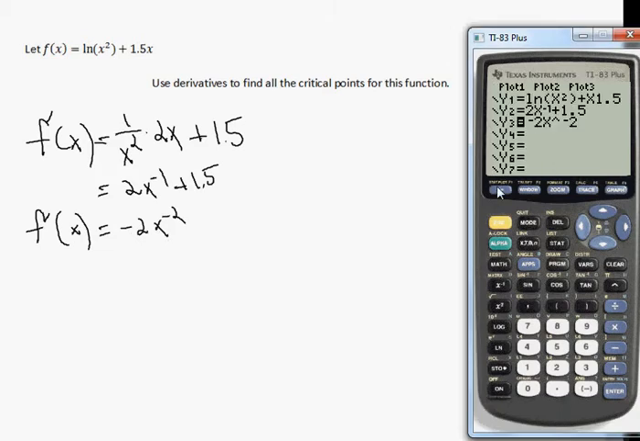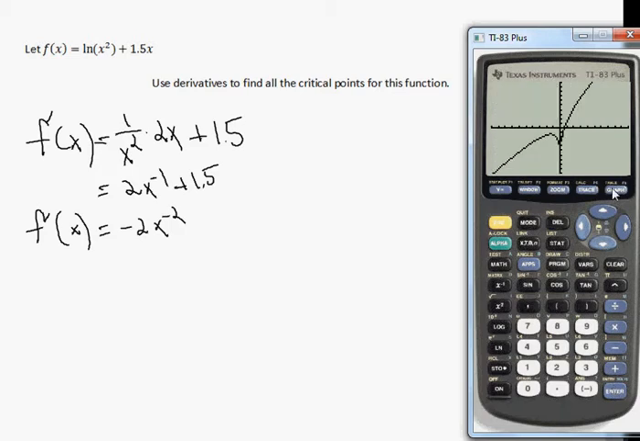I conveniently already have them there. I have, you see, f of x, f prime, and f double prime. Okay, and the first thing I'm going to do is just take a look at the original function. Okay, interesting. Looks like I have a maximum right around here, right? And something like a cusp or an asymptote there. We can explore that here.